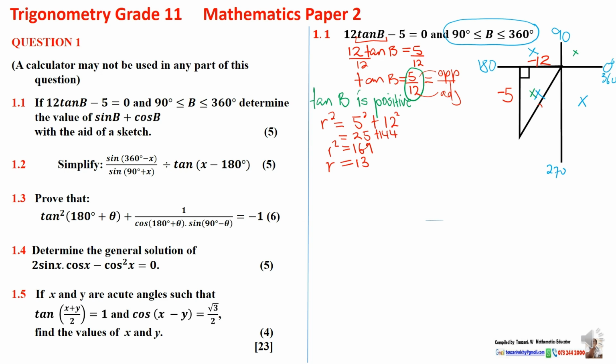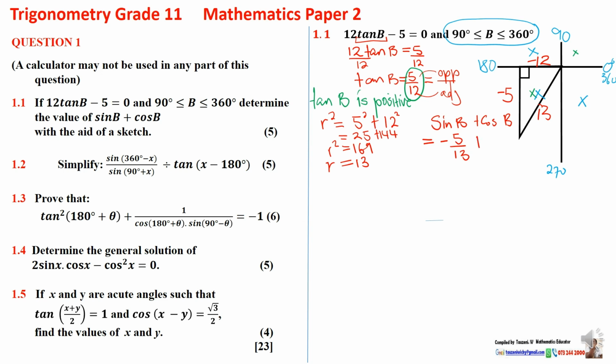We want to find the value of sine B plus cos B. Now, the question is answered by substitution. From trigonometric ratios, the sine of an angle is opposite over hypotenuse. So our hypotenuse is 13, the opposite is negative 5. So sine B is equal to minus 5 over 13.